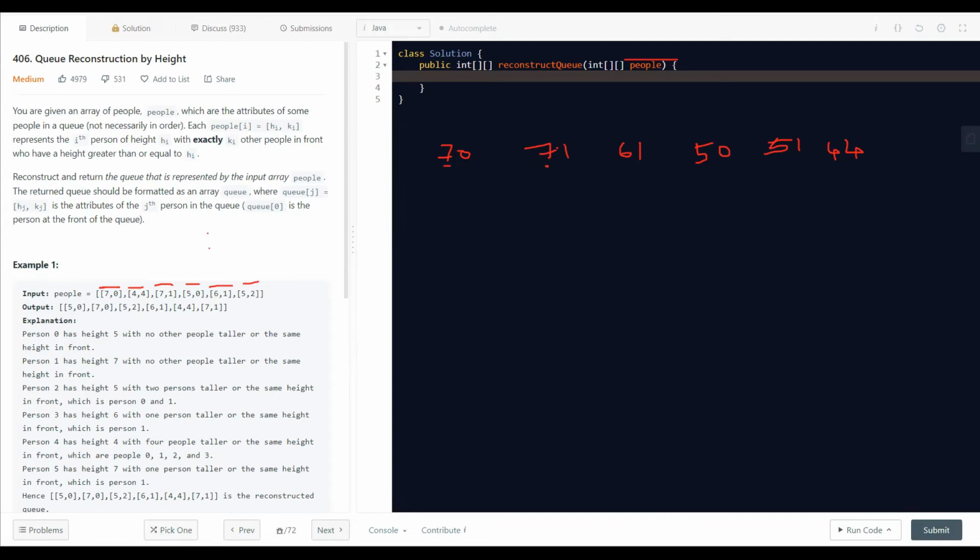If two numbers have equal zeroth positions, that is their heights are equal, we check the positions given in the array, how many people are before them, and sort based on that. If the heights are not equal, we choose descending order. That's what the question is all about.